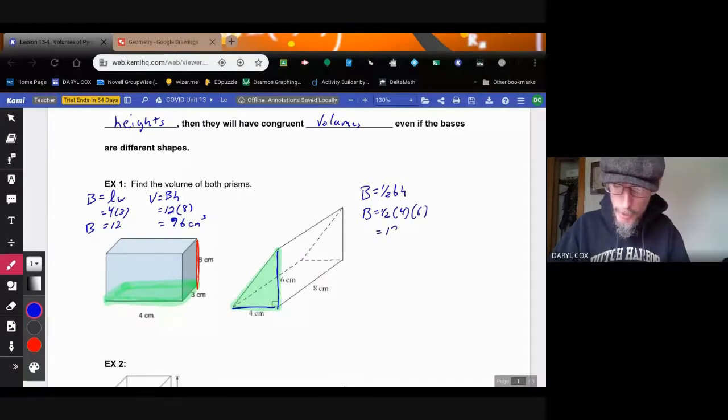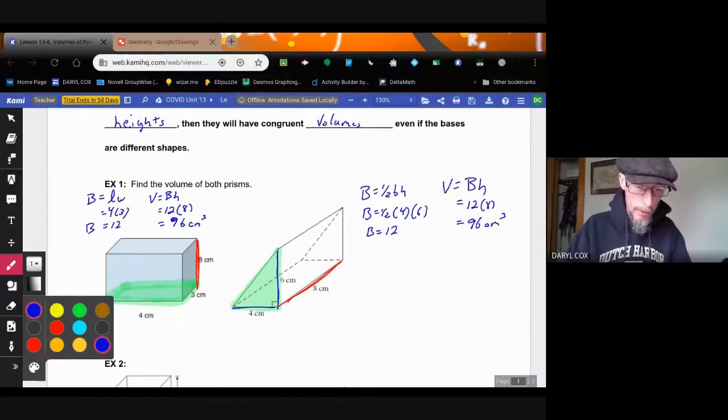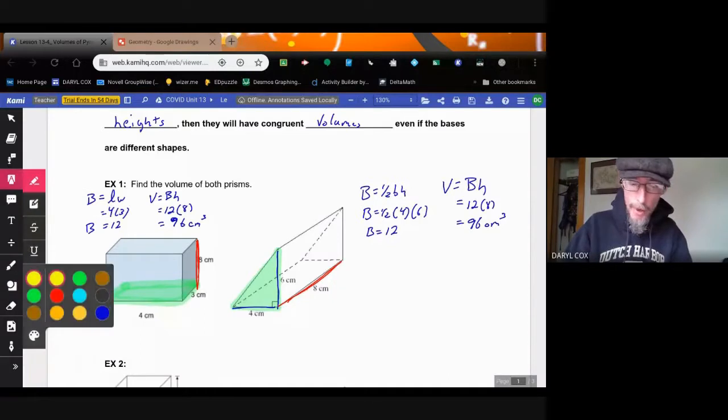So that's a base area of 12. The volume, because it's a prism, is still base area times height of the prism, which is this side that's perpendicular to the base. So that's 12 times 8, which is, lo and behold, 96 cubic centimeters. Notice what just happened. Even though they have different bases, they have congruent volumes.